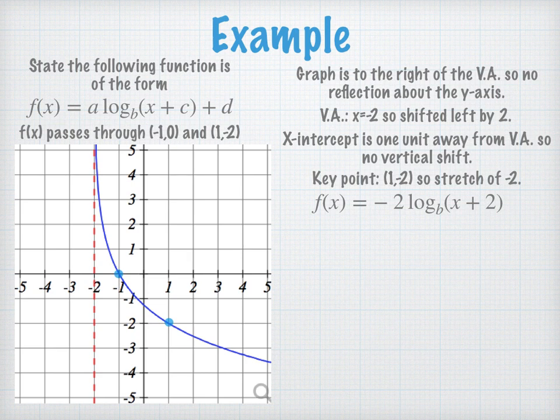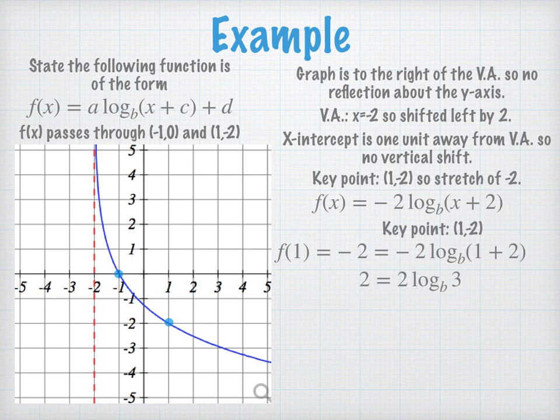Moving forward with this example, we're going to use that key point (1, -2). So we're going to plug in the value of 1 for x and set it equal to the y value of -2. So that means -2 equals -2 log base b of (1 plus 2). Well, we know 1 plus 2 is 3. And I dropped my negatives on both sides. So you could at this point still have -2 equals -2 log base b of 3. I chose to make both sides positive at this point by multiplying both sides by a -1.